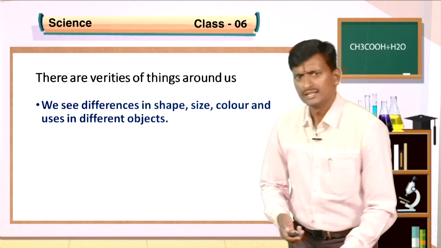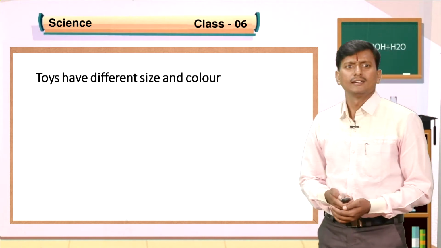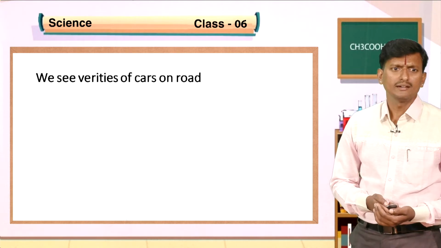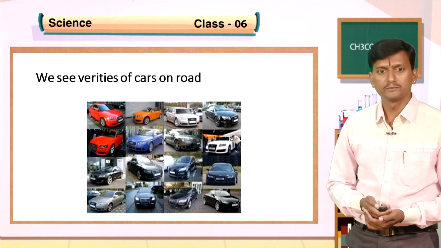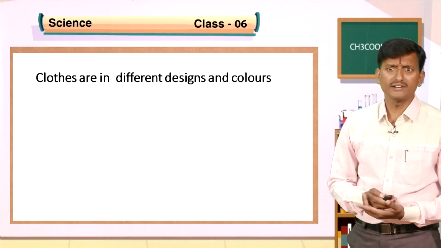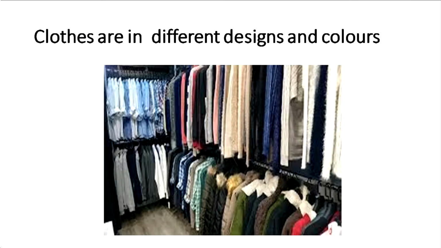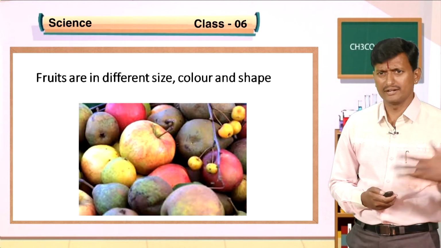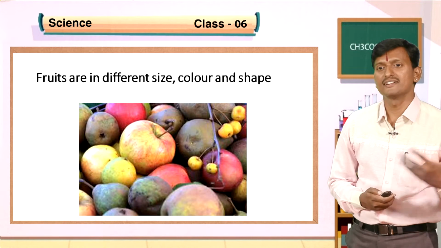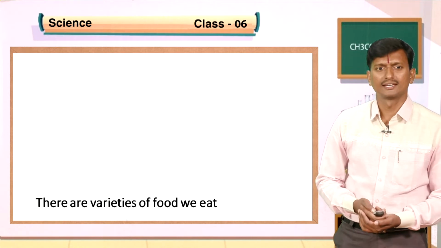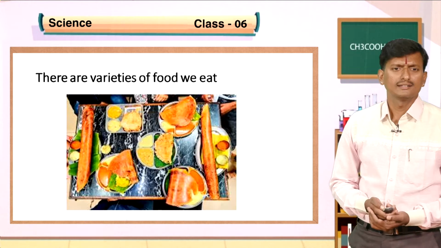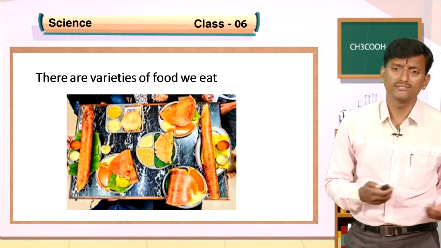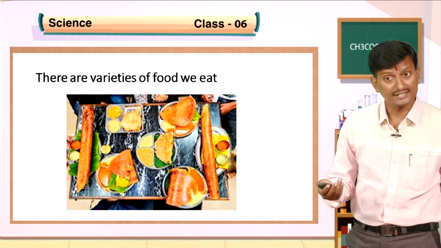Likewise, there are many things. Toys have different sizes and colors. We see varieties of cars on the road. Clothes are in different designs and colors. Fruits are in different sizes, colors and shapes. You know, there are different types of fruits. The same way, there are varieties of food we eat. These are some examples of substances with different sizes, shapes, colors, etc.